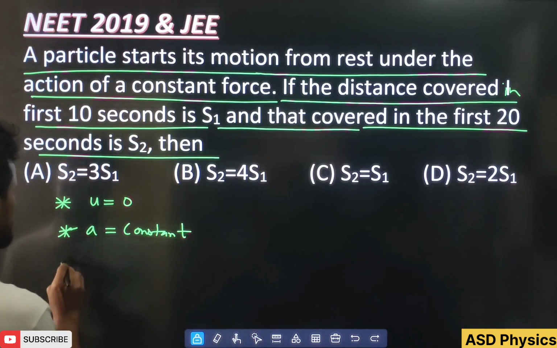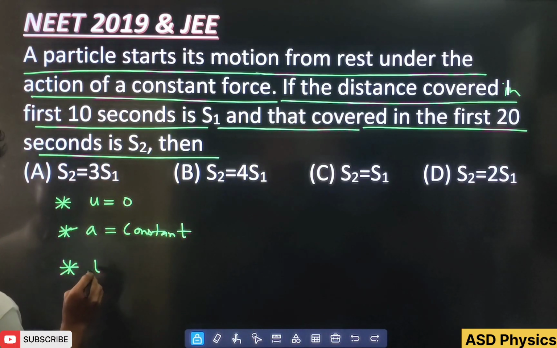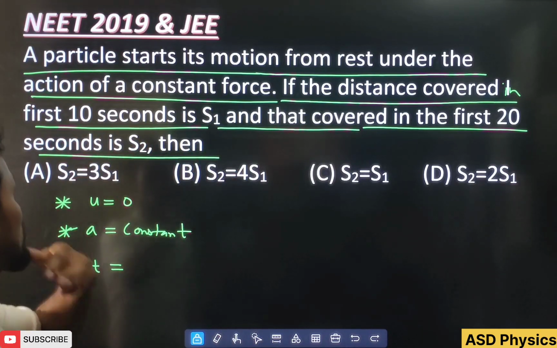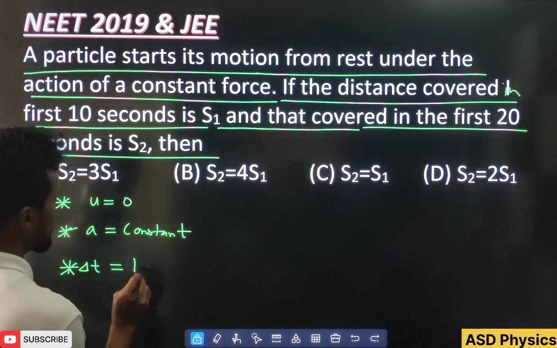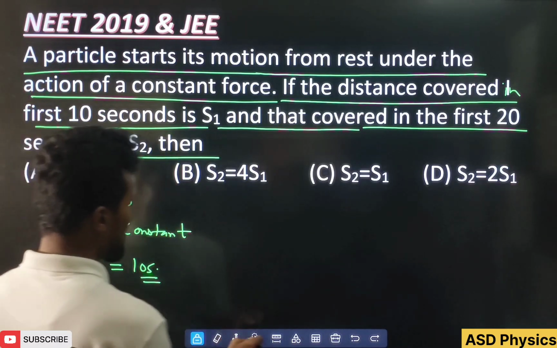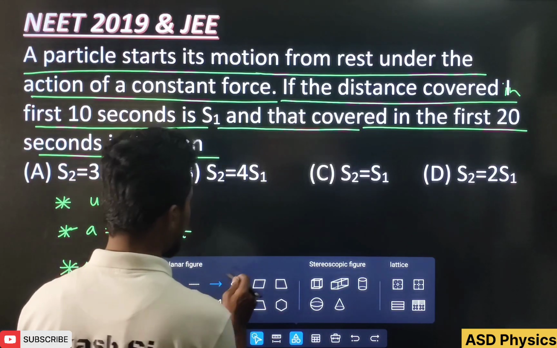But here, how can you see whether time interval is constant or not? Time interval delta t. When you check it very properly, first 10 seconds s1 and for 20 seconds s2. So I will show you the time interval is constant, 10 seconds and 10 seconds. I can take it very easily. How can I take it here?